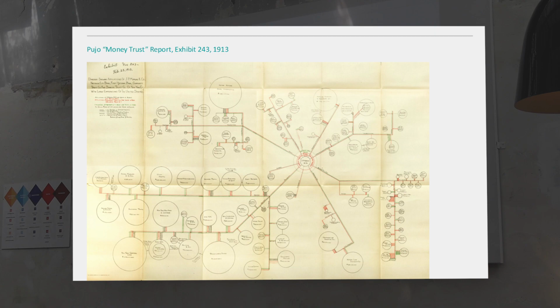This is a piece of evidence from the Pujo Committee Money Trust report. It's translating an enormous amount of data into a single linked node diagram. This is a report by the US Senate about the way in which J.P. Morgan and his banks were controlling the US economy. The purpose of the diagram was to show that, and the capital value of each company is the size of the circle, and the colored lines are the types of relationships to the Morgan Trust.